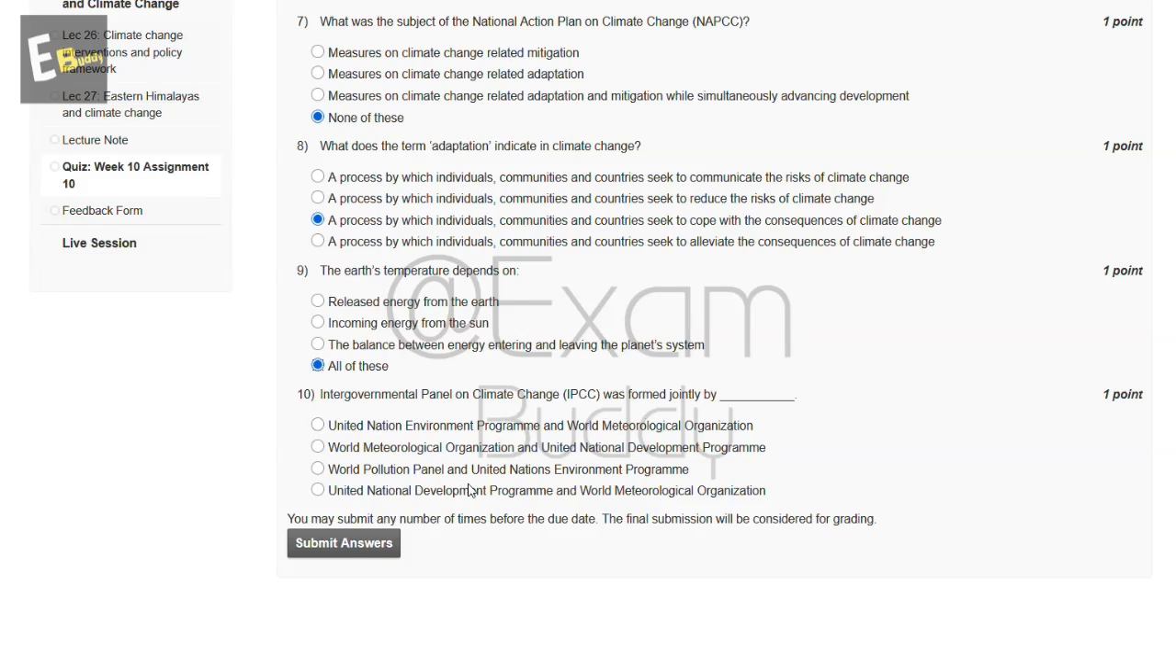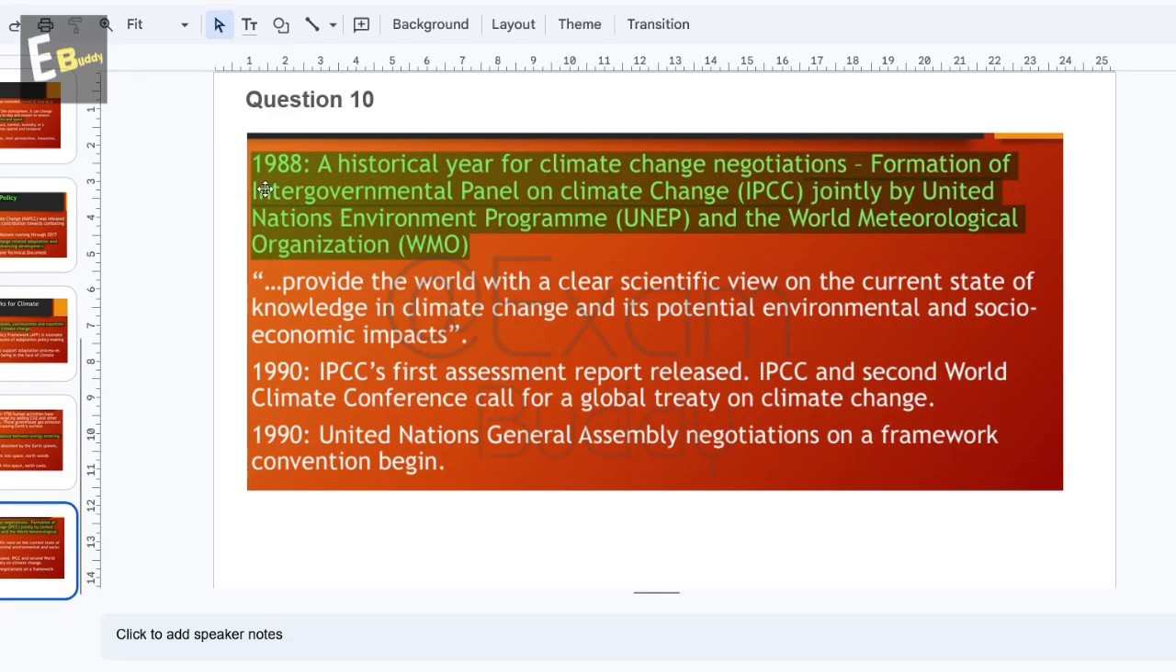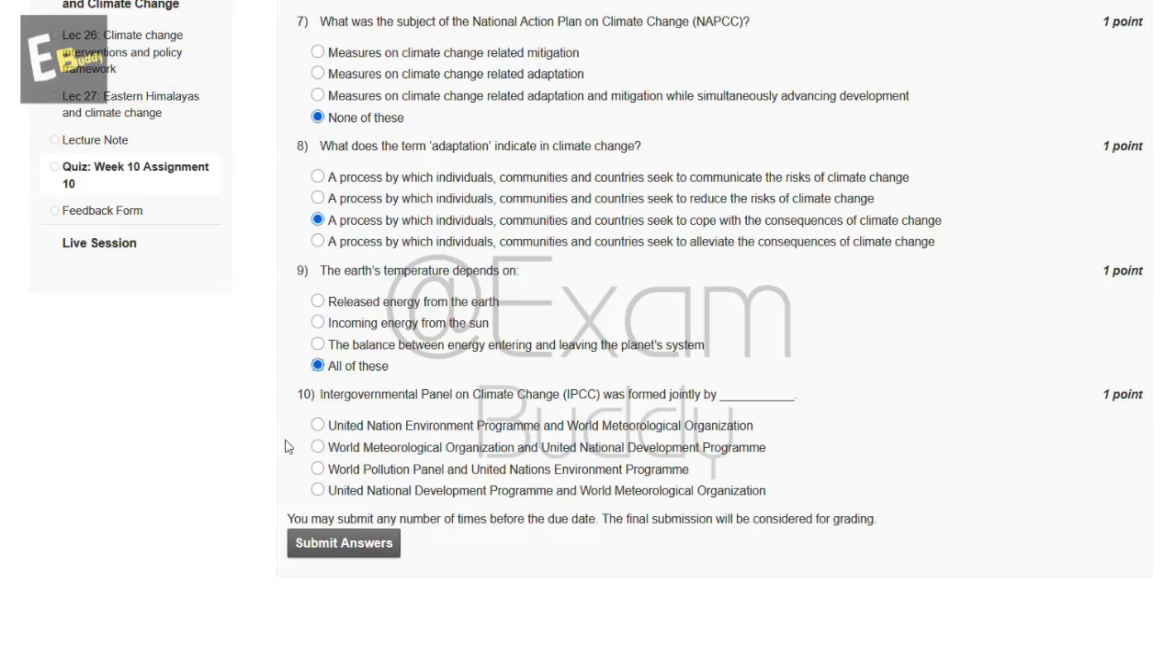Now the tenth question is Intergovernmental Panel on Climate Change IPCC was formed jointly by dash. So these are the options. And now let's check the answer of our 10th question. So question 10, 1988, a historical year for climate change negotiations, formation of Intergovernmental Panel on Climate Change IPCC jointly by United Nations Environment Program UNEP and the World Meteorological Organization WMO. So the answer of our 10th question is D.